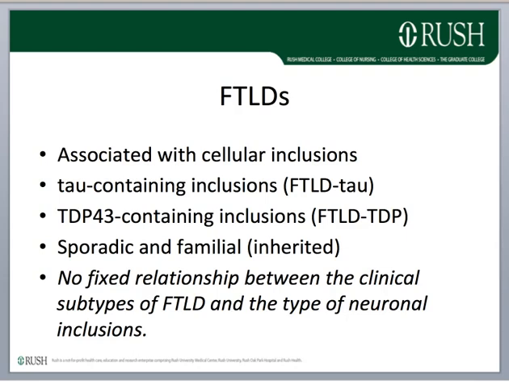As with many neurodegenerative diseases, FTLD is also associated with cellular inclusions of specific proteins. The two most common patterns are those with tau-containing inclusions, called FTLD tau, and those with TDP43-containing inclusions, conveniently called FTLD TDP. These account for about 95% of FTLDs. Within each of these groups there are heritable forms as well as sporadic cases. There is no fixed relationship between the clinical subtypes of FTLD and the types of neuronal inclusions.